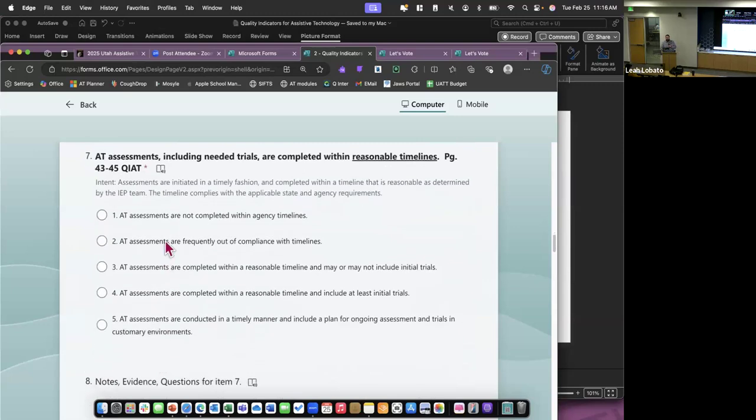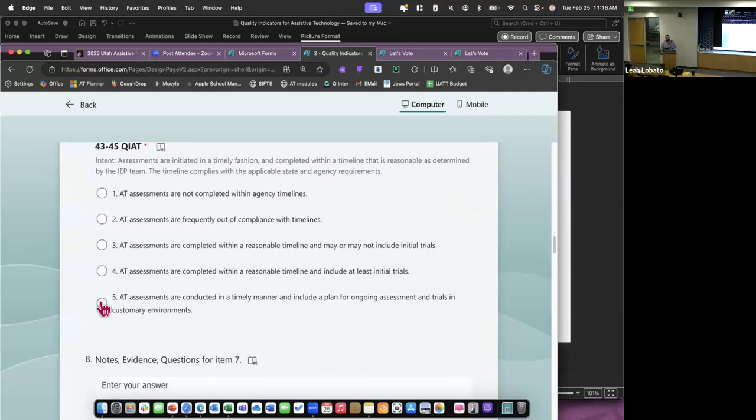Okay. AT assessments, including needed trials, are completed within reasonable timelines. I will tell you on this one, we are actually pretty lucky and we have a lot of everything that we need at our fingertips, and that they include at least initial trials.